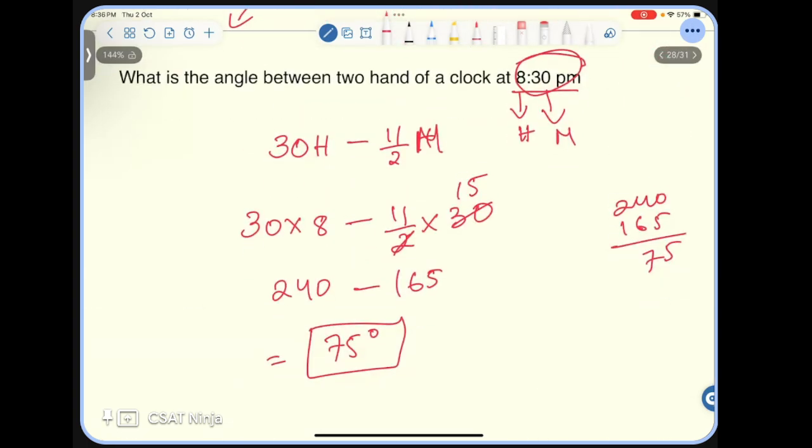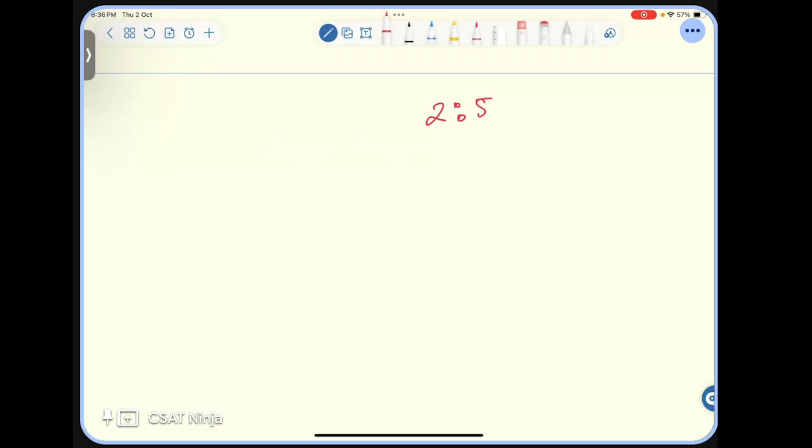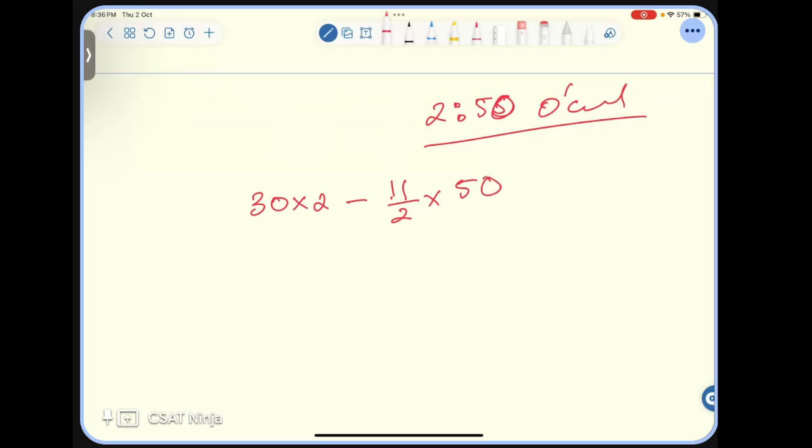But for reflex, let me take a question for reflex. What if you are asked to find the angle between the minute hand and the hour hand at 2:50? How do you find it? 30 into the hour, which is 2, minus 11 by 2 into the minute, which is 50. So 30 into 2 is 60, minus 11 into 25.